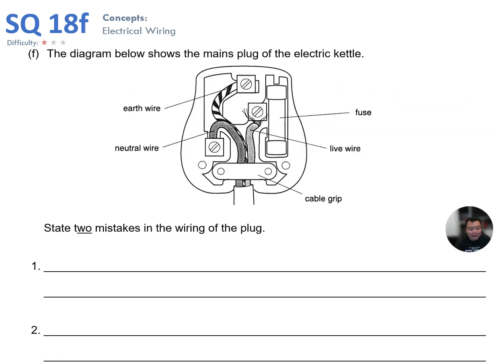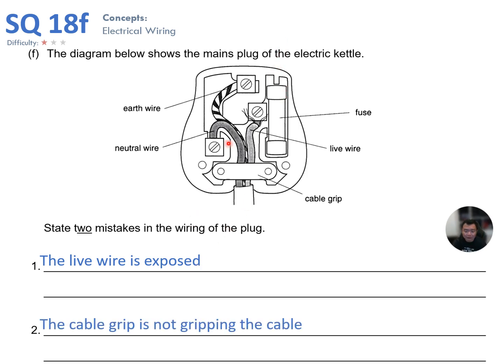In part F, what are the mistakes of this wiring? Now the first mistake is very obvious. You can see that the live wire over here is exposed, right? And this is dangerous, because if the live wire accidentally touches the other terminals, then it might result in a short circuit.